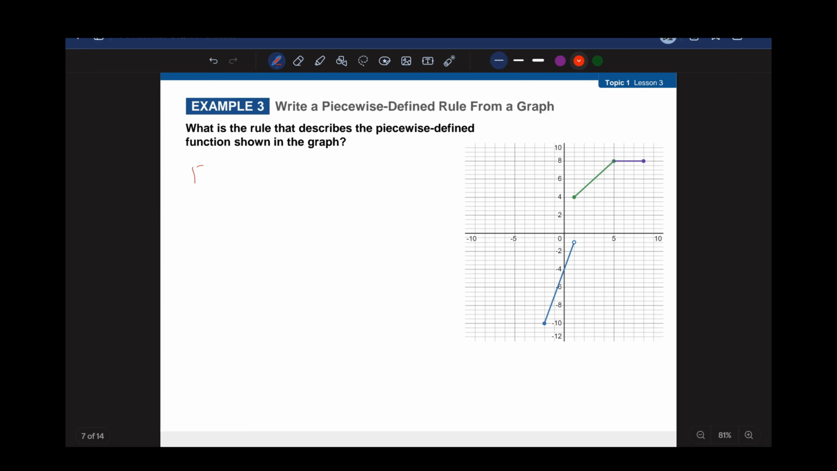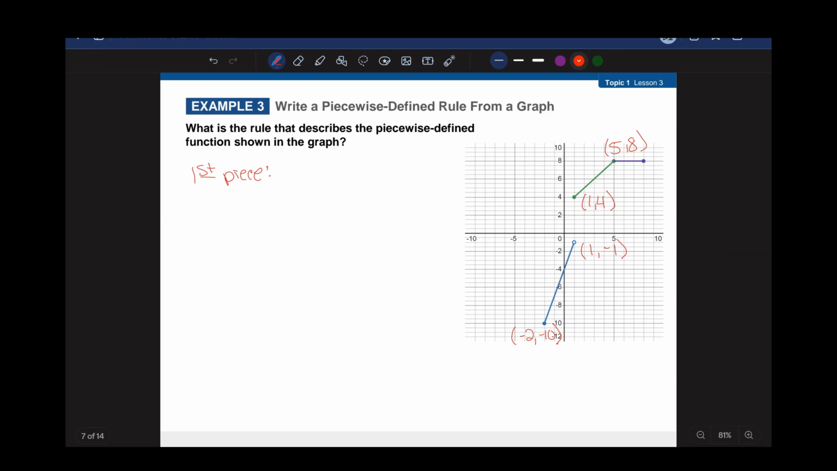So let's go with the first piece. All right, first things first, I could name these points. This point is -2, -10. This point is 1, -1. All right, I'll go ahead and name these points that way. We have the names on there.